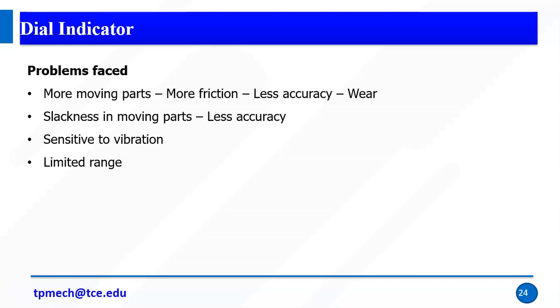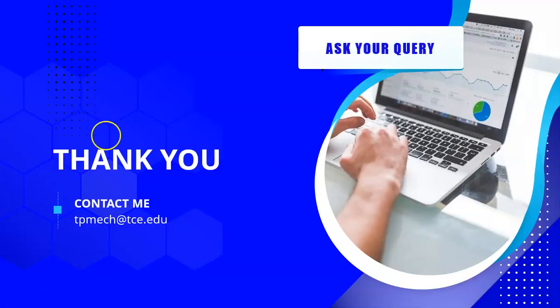So the summary is comparator. A comparator is used to measure relative measurements, and the types of comparators are based on the working medium: mechanical, electrical, optical, and pneumatic. A mechanical comparator, one of the examples is the dial indicator. Right. So thank you.